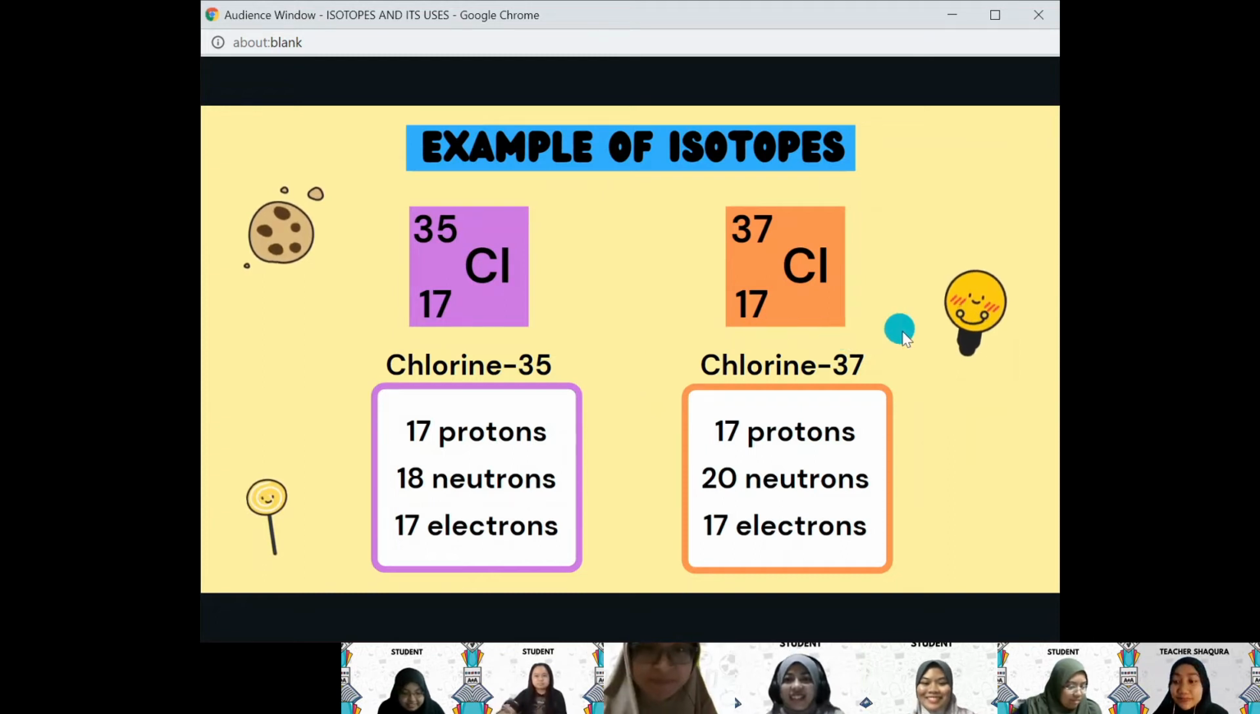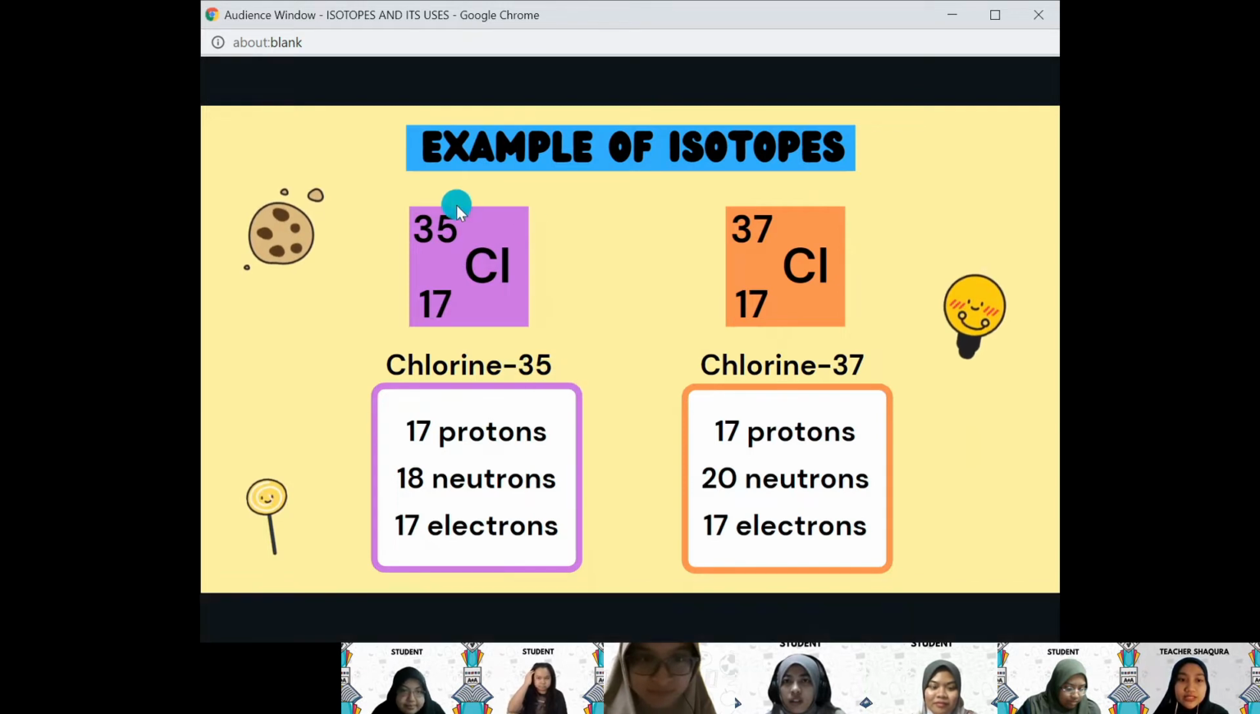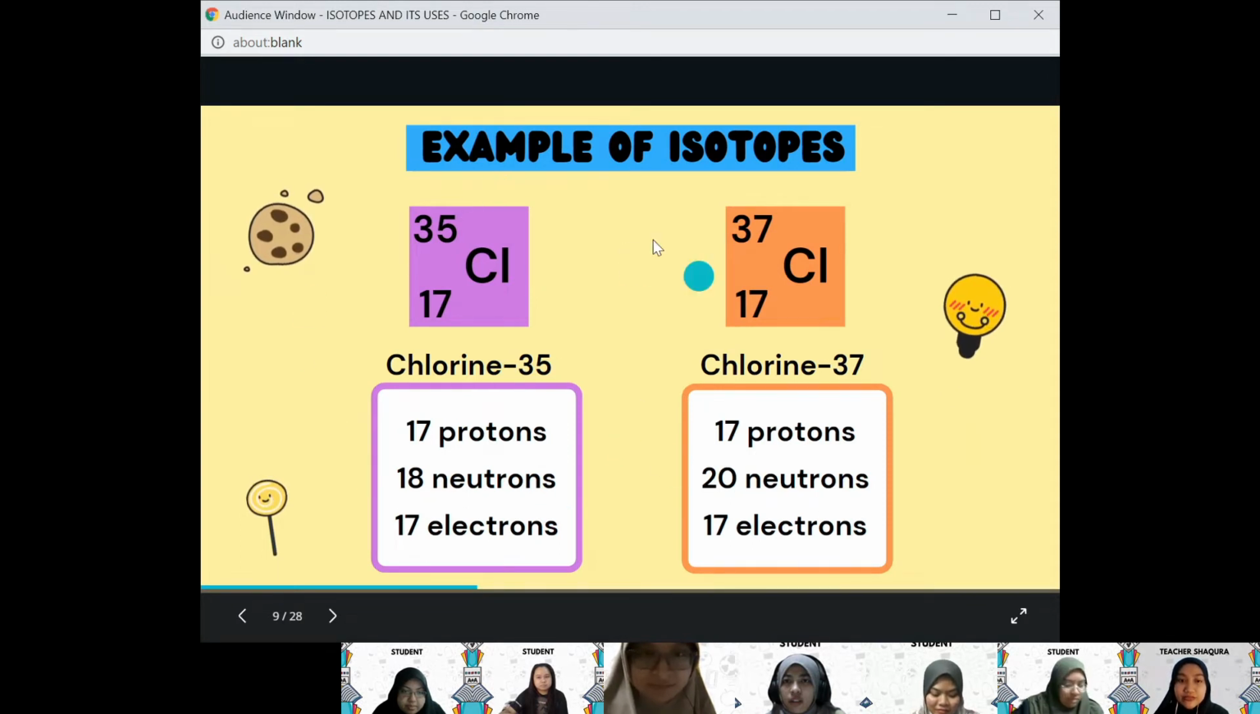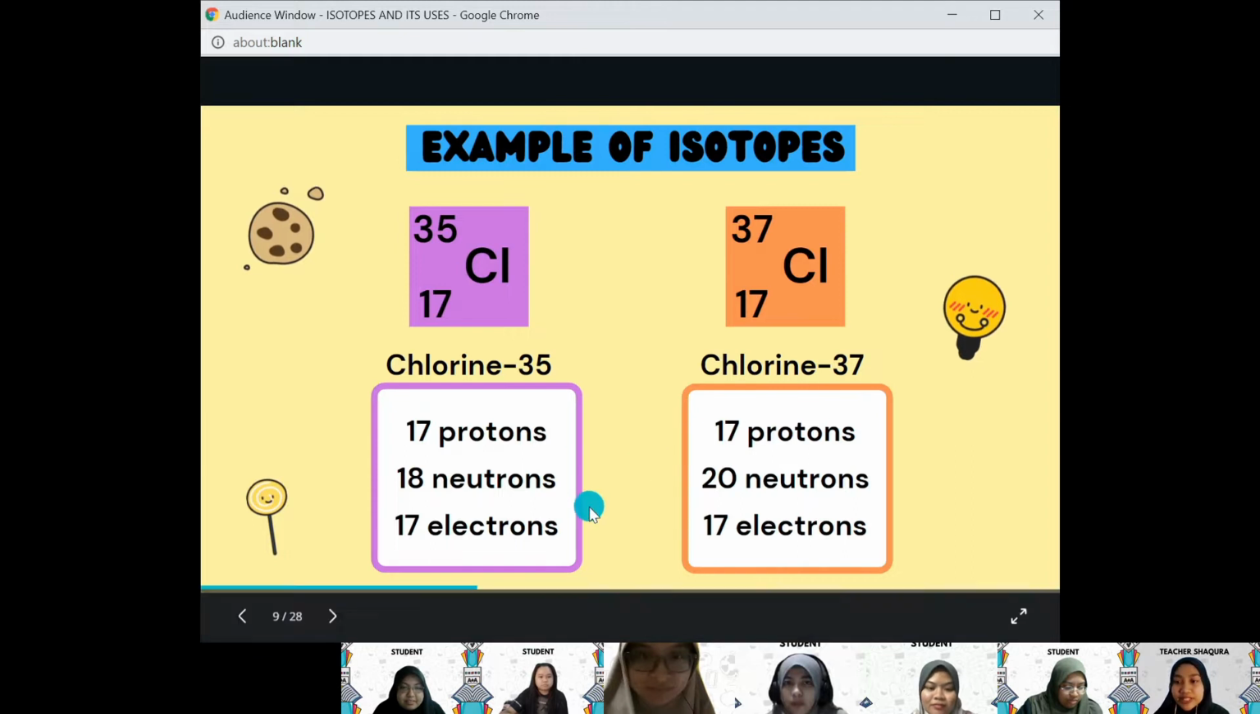And then, same goes to chlorine 37. 37 minus 17, then you can have 20 neutrons. And for chlorine 35, 35 minus 17, then you have 18 neutrons. So these are the example of isotope, which means atoms of the same element, same number of proton, but different number of neutrons. So far, do you have any question?